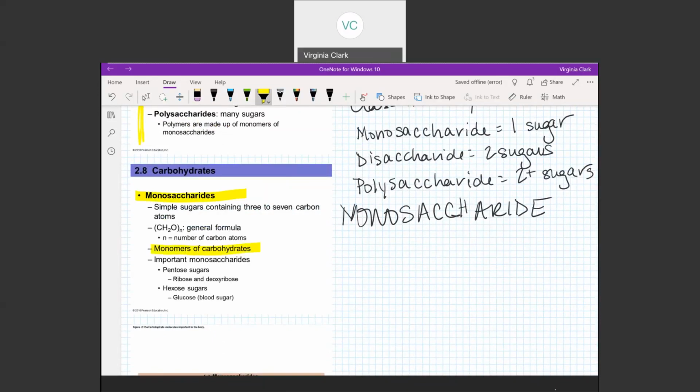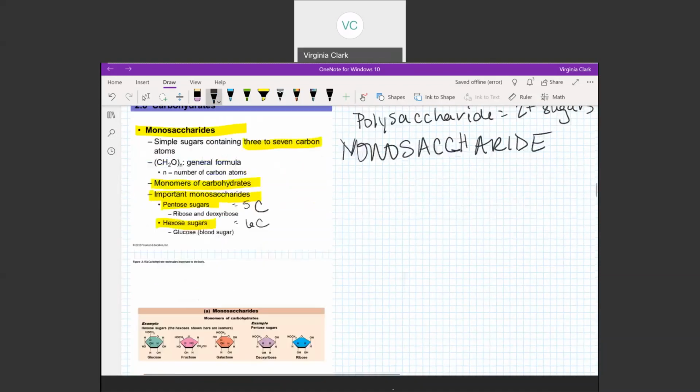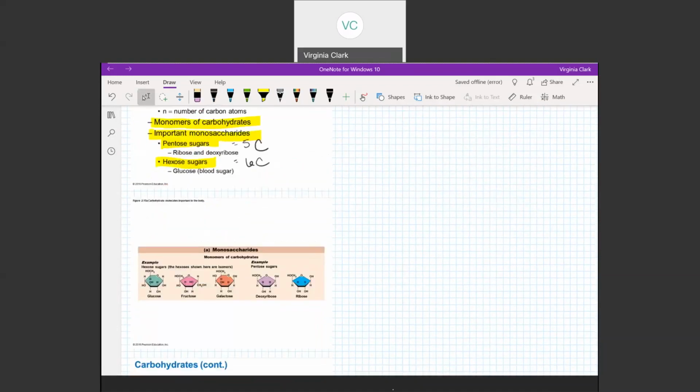These typically contain 3 to 7 carbons. But remember, these are going to be in a ring. So there are 2 really important monosaccharides. There's ones that are going to be called pentose and hexose sugars. So pentose means 5. So that is going to be 5 carbons. A hexose means 6, hexagon, so it'll be 6 carbons. So the way they're organized will be different, but they are going to have 5 carbons or 6 carbons. So coming down here to our list of monosaccharides. If you look here, we've got hexose sugars.